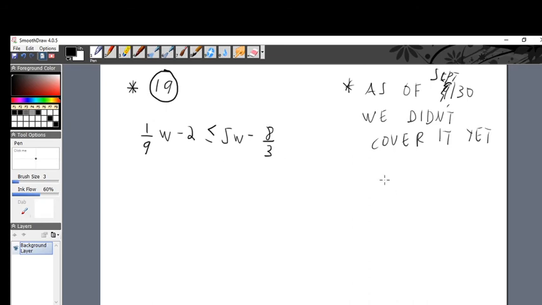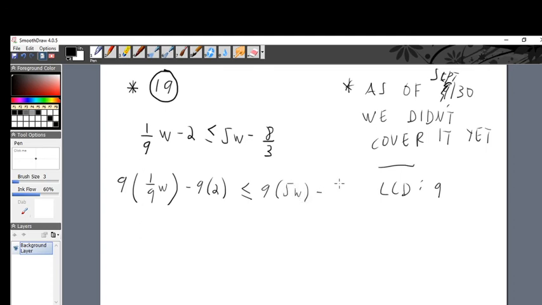Some of this we've done before. We need an LCD, and it is easy. 9. 3 goes into 9, and 9 goes into 9. That means multiply every piece of this times 9. Multiply the 1/9 W times 9. Multiply the 2 times 9. You could put the minus in front or in back. Less than or equal, which is the new thing, but multiply this times 9. And multiply this times 9. Every single piece by 9.